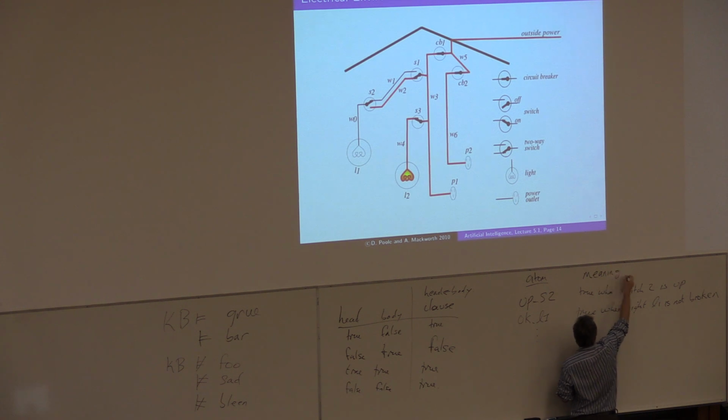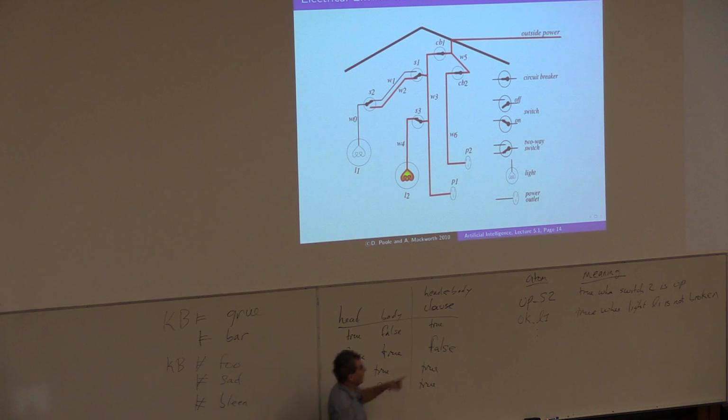Okay, so atoms have meanings to us. And then we're going to tell the system clauses that are true in this intended interpretation. One of the clauses might be that L1 is lit if there's power coming into W0 and L1 is okay. So we might tell the system clauses about how things are going. So that's the first piece: we're going to have atoms with meanings. Then we're going to tell the system things.